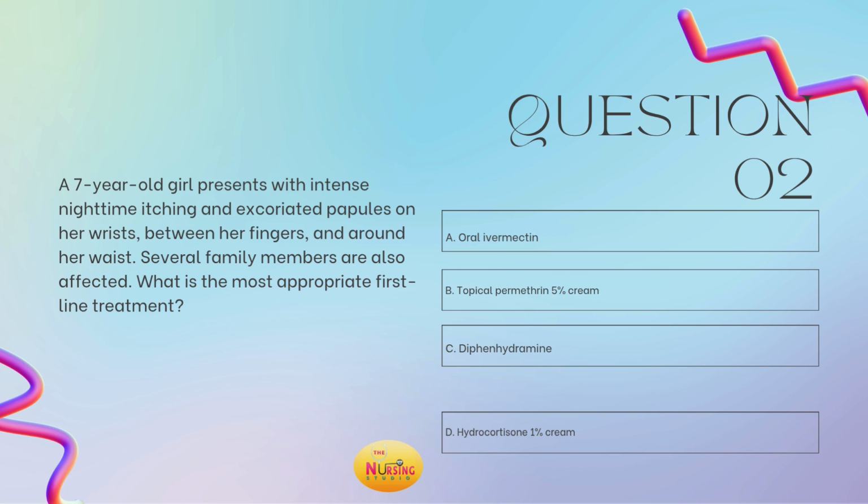I always say, think of it as eliminating the mites because scabies are mite bites, right? So Elimite looks like the combination of eliminate and mite, right? So that's the same thing as your topical permethrin. So B is your best answer.